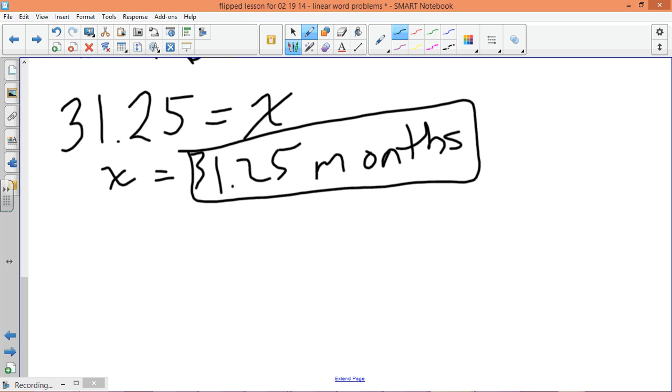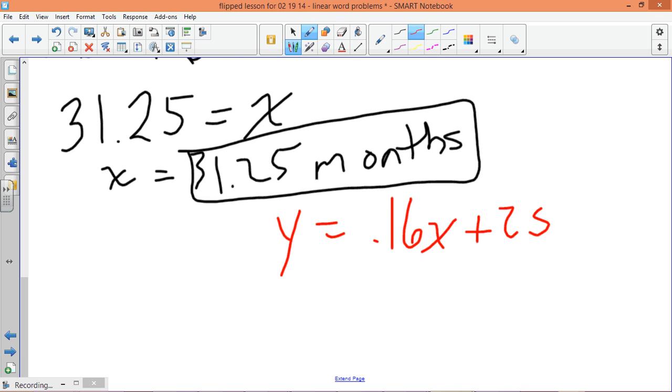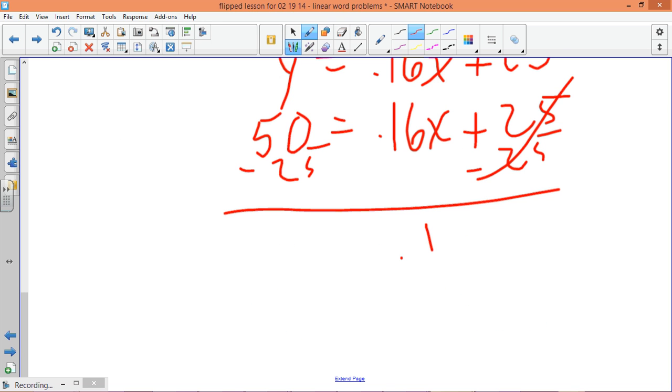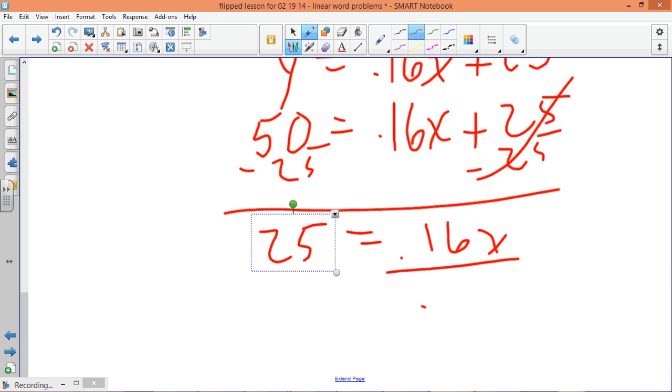Keep in mind, I use my same equation. Y equals 0.16x plus 25. But this time, I want my value to be $50. So when is y 50? 50 equals 0.16x plus 25. So take away 25 from both sides. When is 0.16x equal to 25? Divide both sides by 0.16.